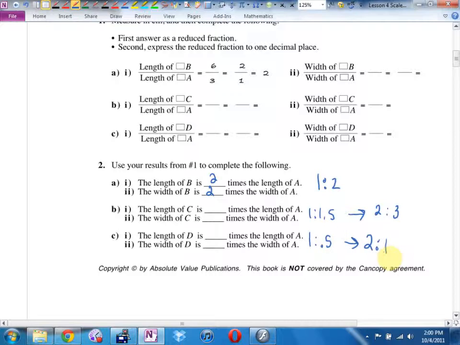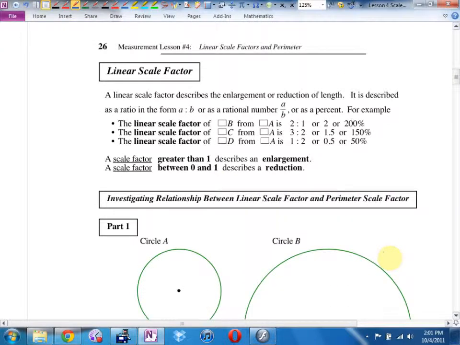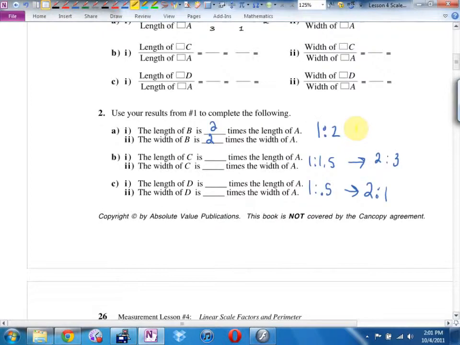Page 26. Turn the page. Here is a summary of what I've just said, but here's the vocabulary words. So, a linear scale factor describes the enlargement or the reduction of a length. You can either describe it as a ratio or as a rational number, or you can describe it as a percent. So the linear scale factor from B to A is 2 to 1, or 2, or 200%. Now back here, I wrote the scale factor from A to B is 1 to 2, from B to A, 2 to 1.